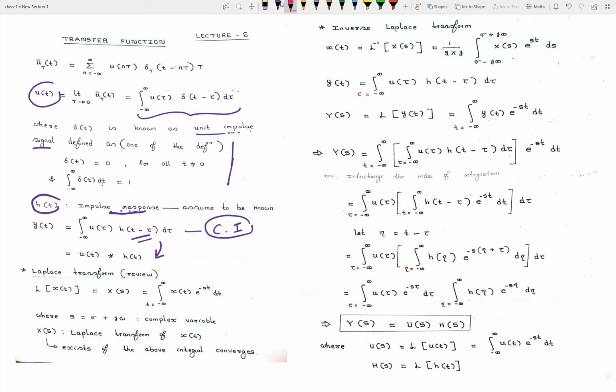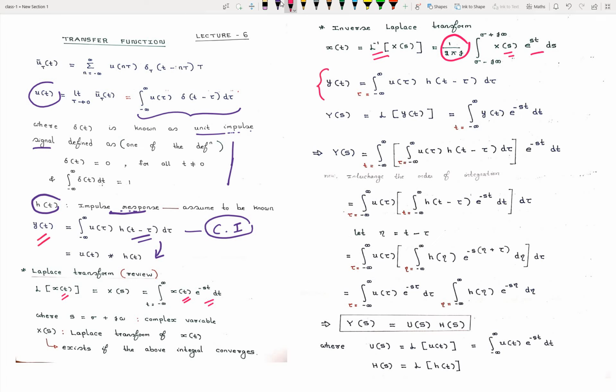For this derivation we need the Laplace transform definition. The definition is: we apply Laplace on a time domain signal x(t), so the signal gets multiplied with exponential minus st dt under the integral from minus infinity to infinity. And in the S domain we apply the inverse Laplace: X(s) gets multiplied with exponential st ds, and the integral varies from sigma minus j infinity to sigma plus j infinity, with the additional term 1 over 2 pi j.